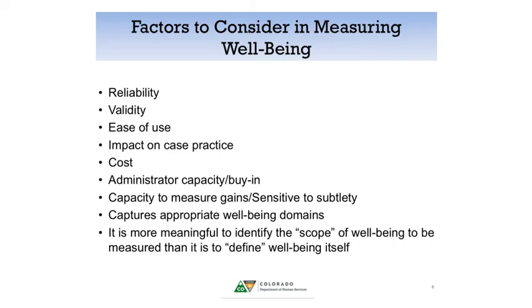The last thing that I'd like to point out before I turn it over to Thad is the last bullet point there. It's more meaningful to identify the scope of well-being than the definition of well-being. As I said before, well-being can be anything. It can mean anything at all. The scope of well-being is you're saying, how do I narrow this definition down enough that it's something that I can see some change in?